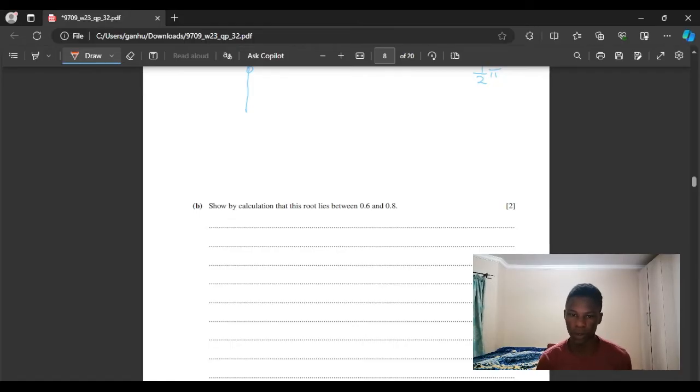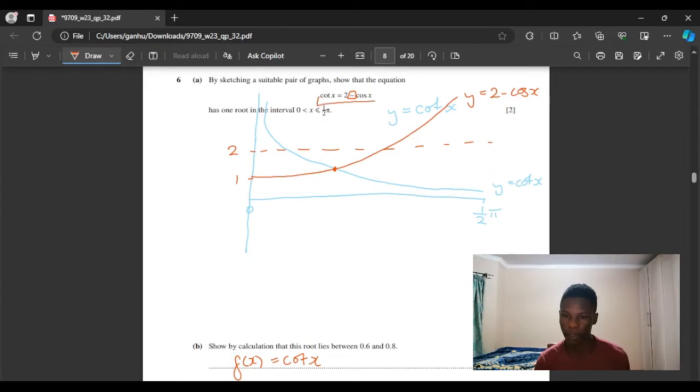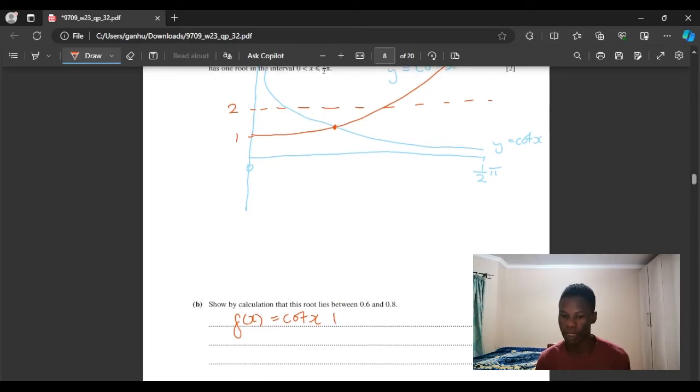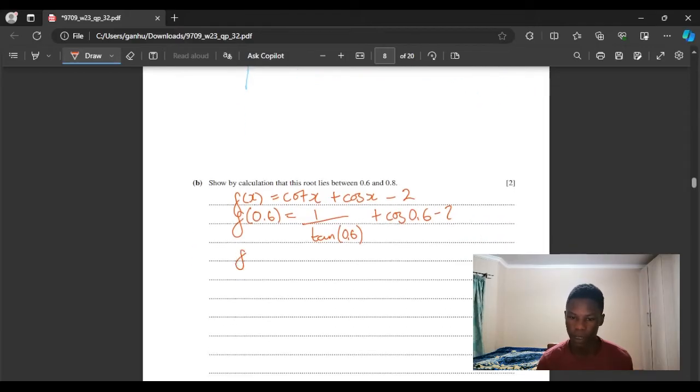Show by calculation that this root lies between 0.6 and 0.8. Okay, so what we're going to do is say f of x is equal to cot x. We're coming back to this equation over here, and we're moving 2 minus cos x to the left hand side. So that's now plus cos x minus 2. And let's evaluate f of 0.6. So that's cot x can be written as 1 over tan x. So that's 1 over tan 0.6 plus cos 0.6 minus 2.